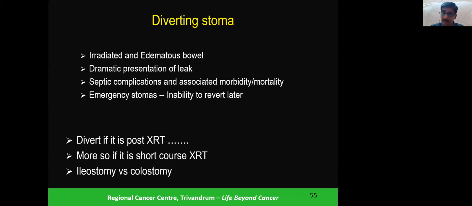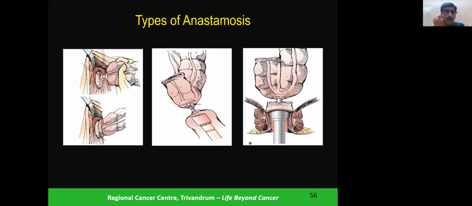And again, it's a choice between ileostomy and colostomy. It depends upon which institute you're practicing. At least in my institute, we do ileostomy. There is nothing to differentiate between ileostomy and colostomy, but one randomized controlled trial has shown that ileostomy is better than colostomy as a diverting procedure. And again, there are two types of anastomosis you would like to do. One is end-to-end anastomosis, and the other is a side-to-end anastomosis. You would think that side-to-end anastomosis is better because the vascularity is better in the side. But again, there are randomized control trials which have shown that there is no major difference between side-to-end or end-to-end anastomosis.